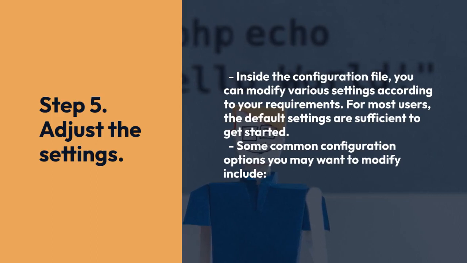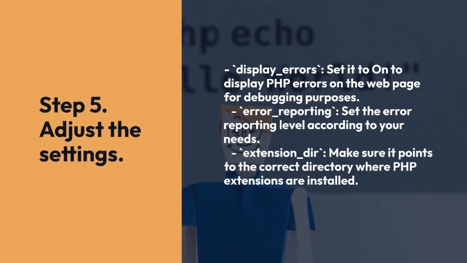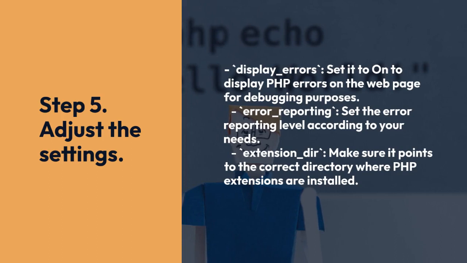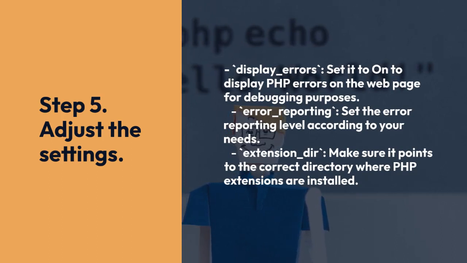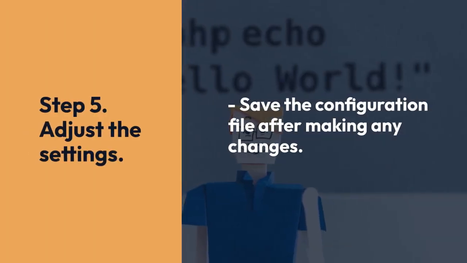Some common configuration options you may want to modify include display_errors. Set it to on to display PHP errors on the web page for debugging purposes. error_reporting. Set the error reporting level according to your needs. extension_dir. Make sure it points to the correct directory where PHP extensions are installed. Save the configuration file after making any changes.